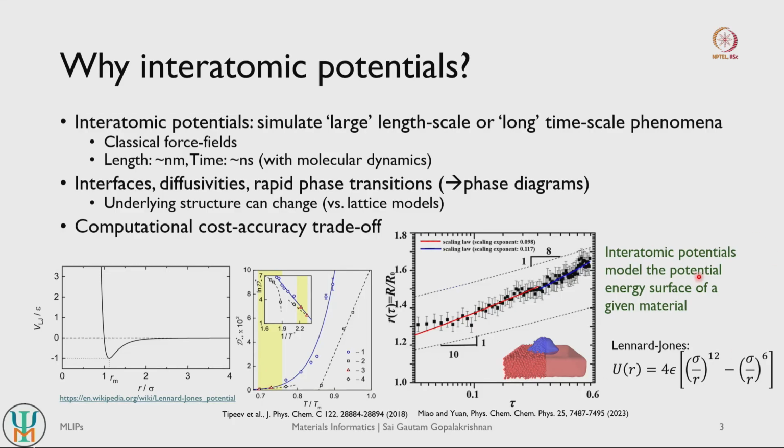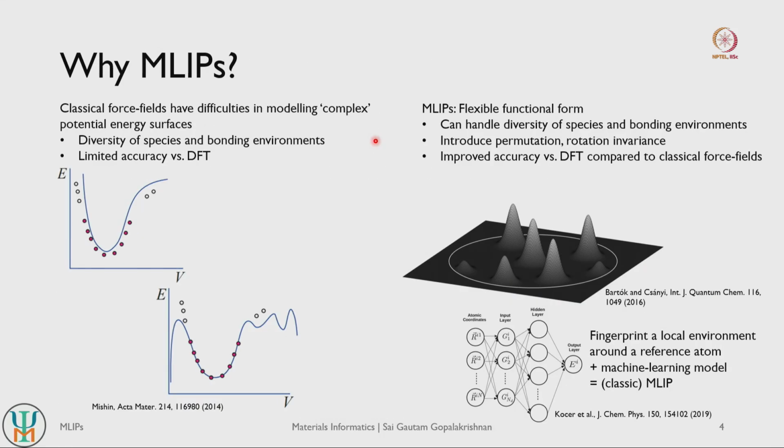So all in all, interatomic potentials model the potential energy surface of a given material. So this U versus r plot is what we refer to as the potential energy surface of a given material, and we want to model these potential energy surfaces as accurately as possible, so that we can get dynamic properties as accurately as possible. So now that we have motivated interatomic potentials, the next question is why add machine learning to these interatomic potentials.